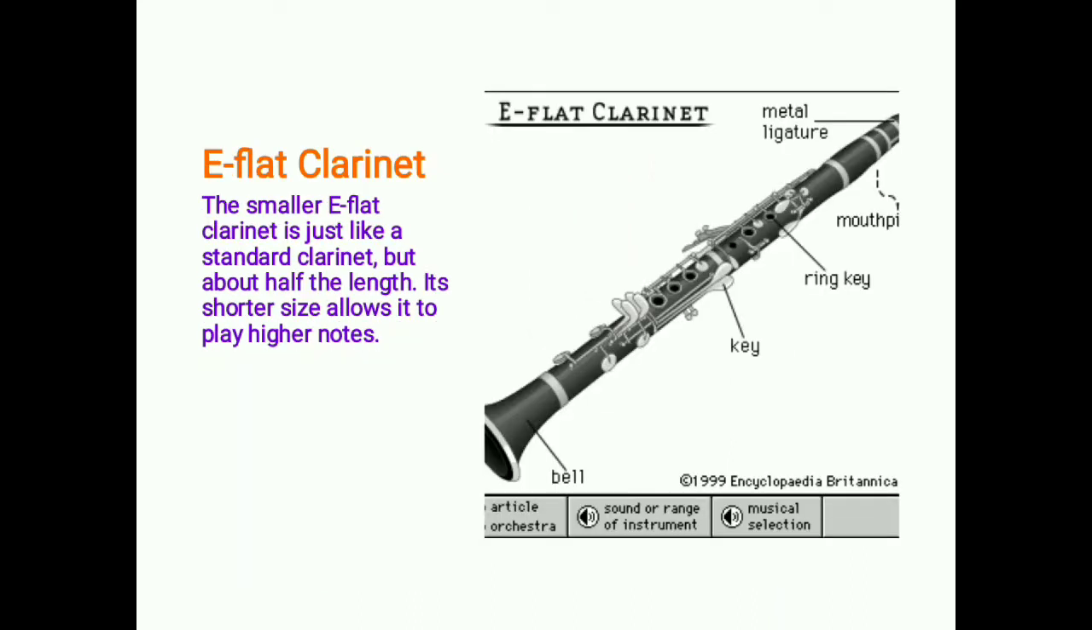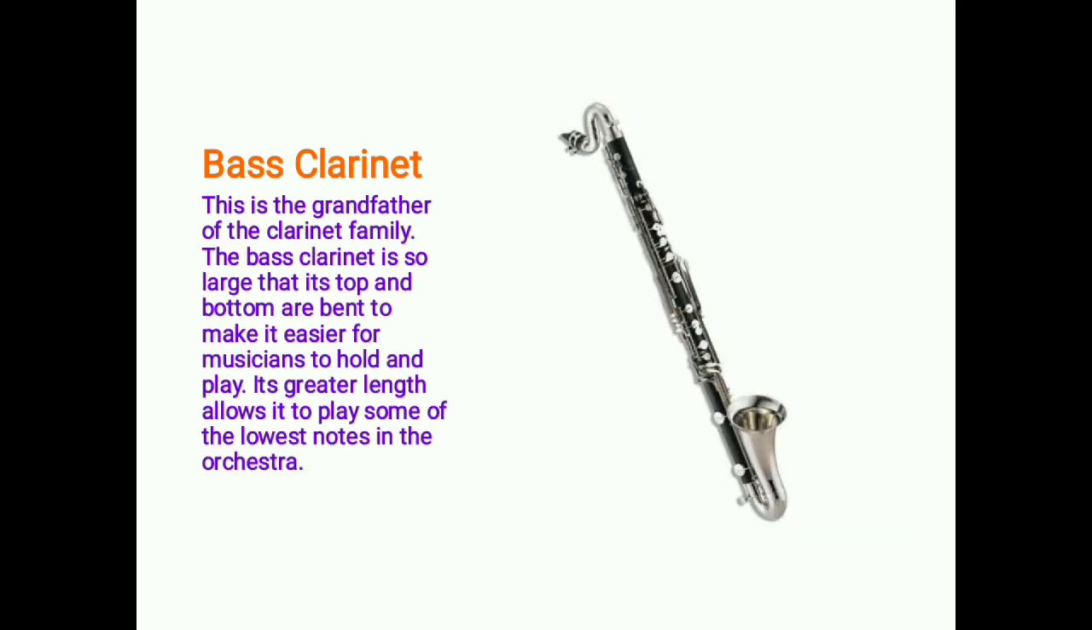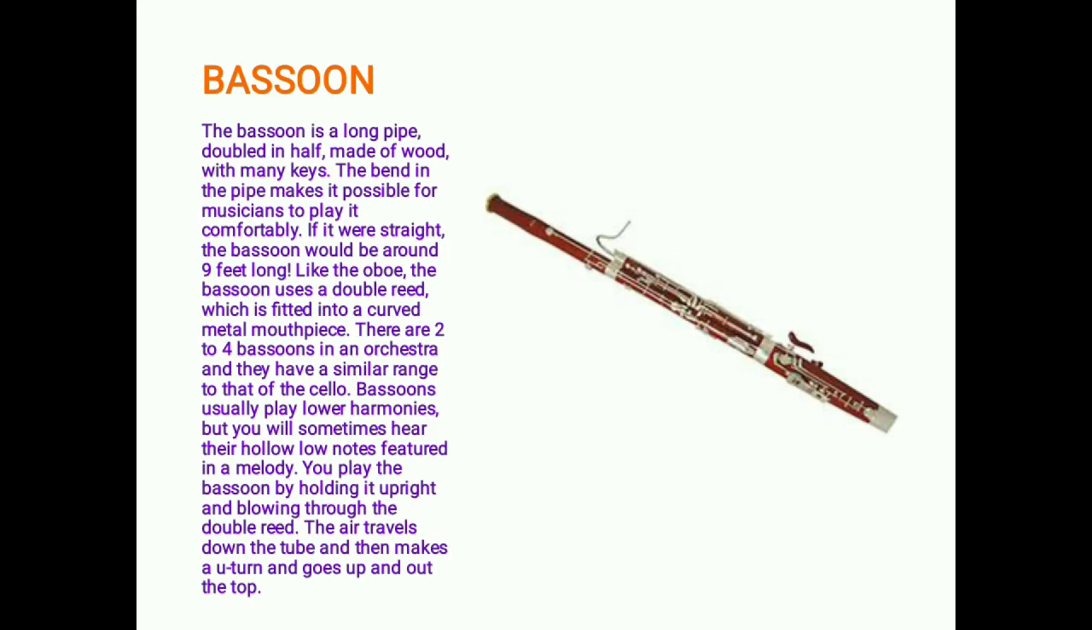E-flat clarinet. The smaller E-flat clarinet is just like a standard clarinet, but about half the length. Its shorter size allows it to play higher notes. Bass clarinet. This is the grandfather of the clarinet family. The bass clarinet is so large that its top and bottom are bent to make it easier for musicians to hold and play. Its greater length allows it to play some of the lowest notes in the orchestra.